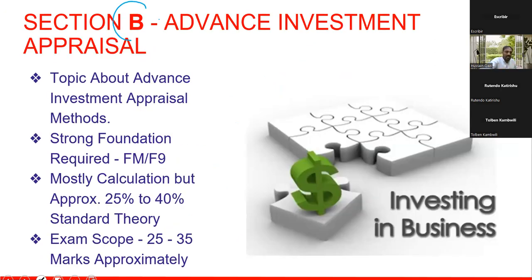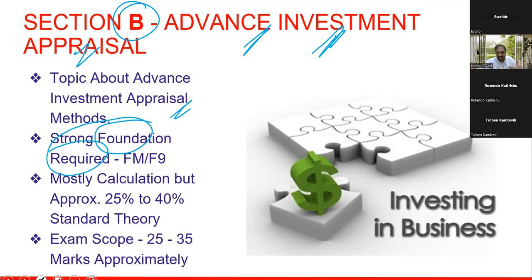Number two, section B, advanced investment appraisal. This topic connects to the F9 topic, investment appraisal. If you studied F9 investment appraisal, there is a strong foundation required for this topic. Here we will cover the advanced areas. Like you studied NPV, we will cover APV, adjusted present value. You studied IRR, here we will cover modified IRR. You studied payback, here advanced payback, duration.